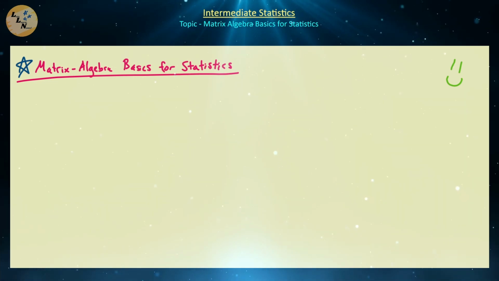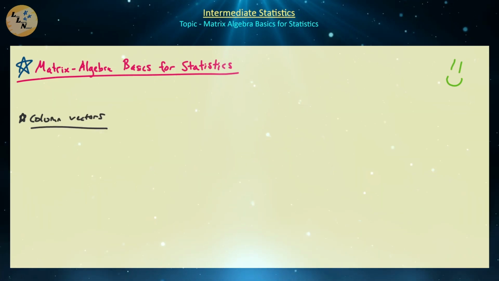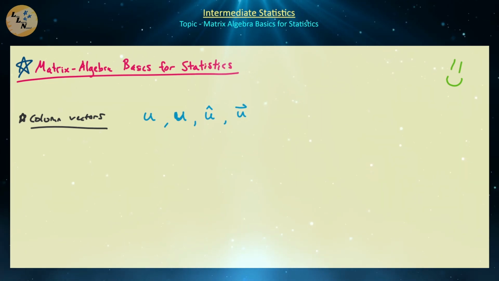So the very first thing that I want to introduce is what we refer to as column vectors. Column vectors are sort of a multi-dimensional extension of numbers. Usually we're going to be representing column vectors by letters. Some people will represent them just by letters, some people will make them a little bit bolder, some people will put a little hat above them, and some people will put a little arrow. Any of these is perfectly okay, but I'm just going to be using the basic letter representation for a column vector.